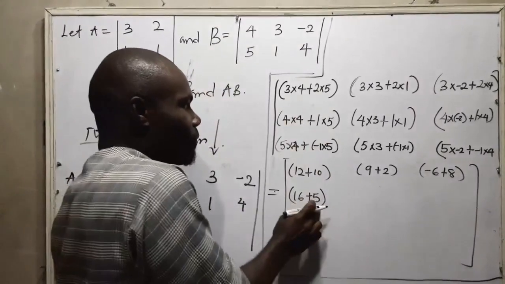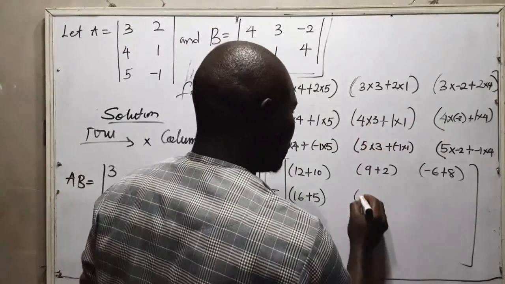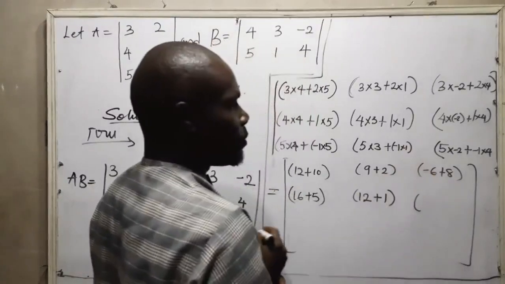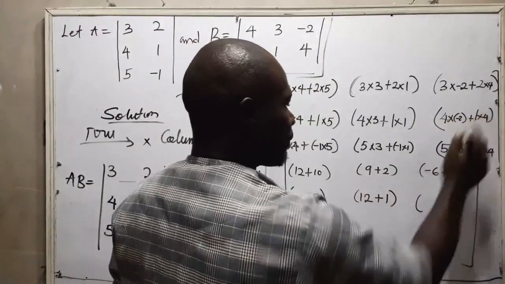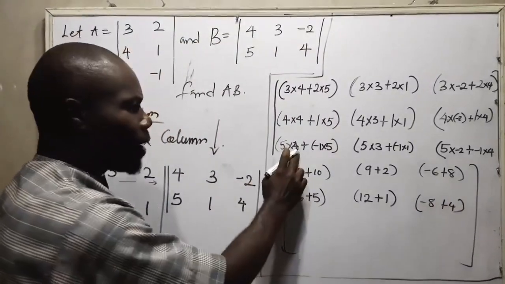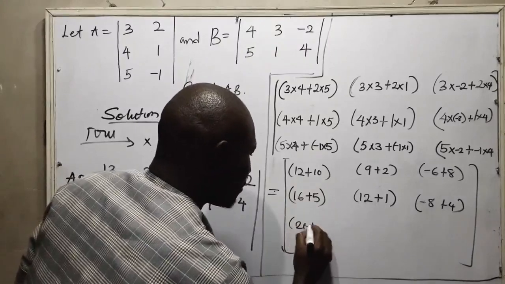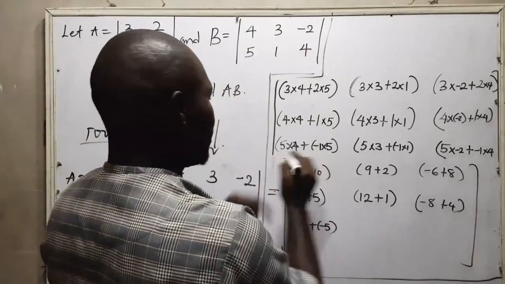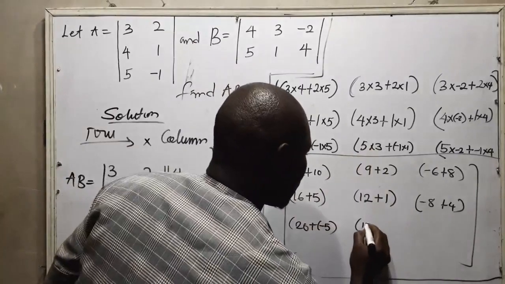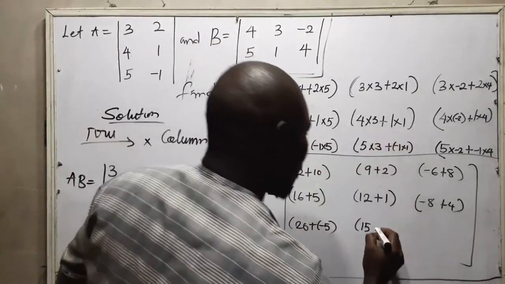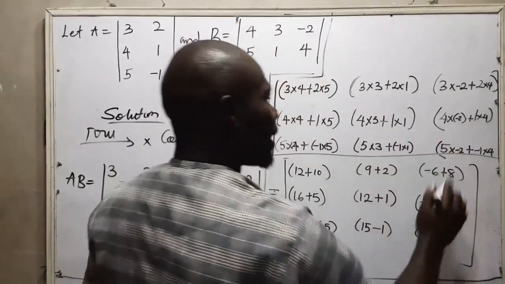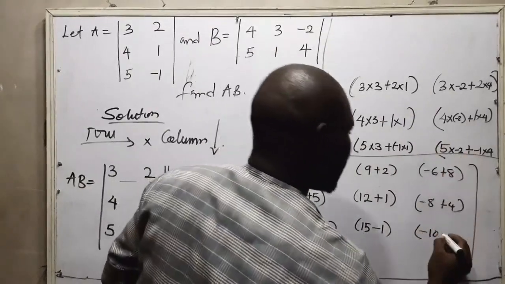This is 4 times 4, 16 plus 5. So this one again, we have 12 plus 1. So this one is minus 8 plus 4. So the last one we have 20 plus minus 5. Let me denote it so you're able to know where I am. This is 15. 15 plus minus 1. So another one is minus 10 minus 4.